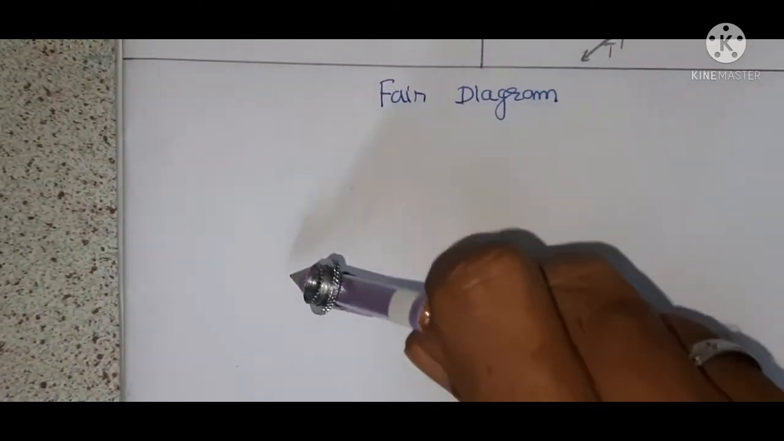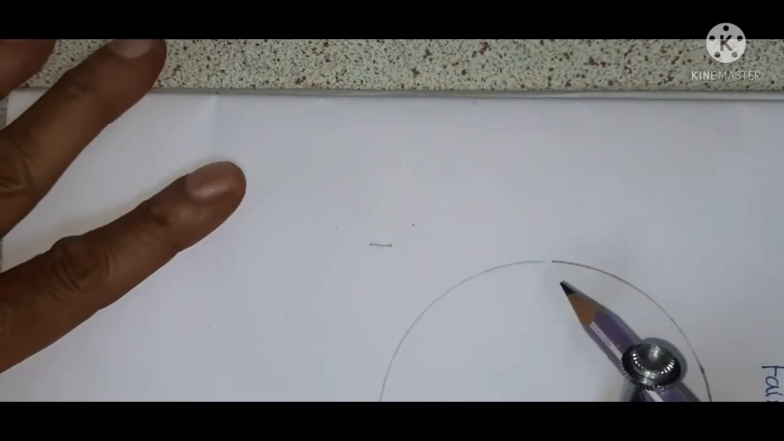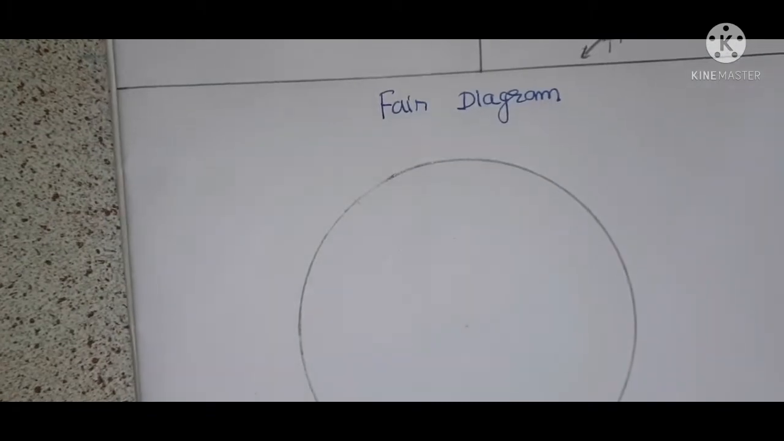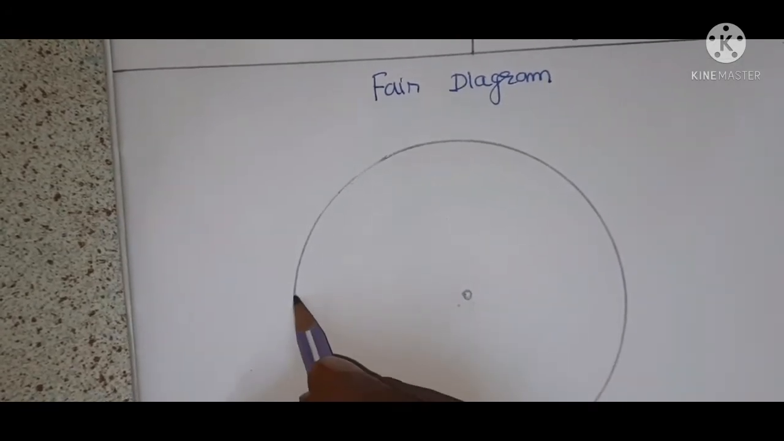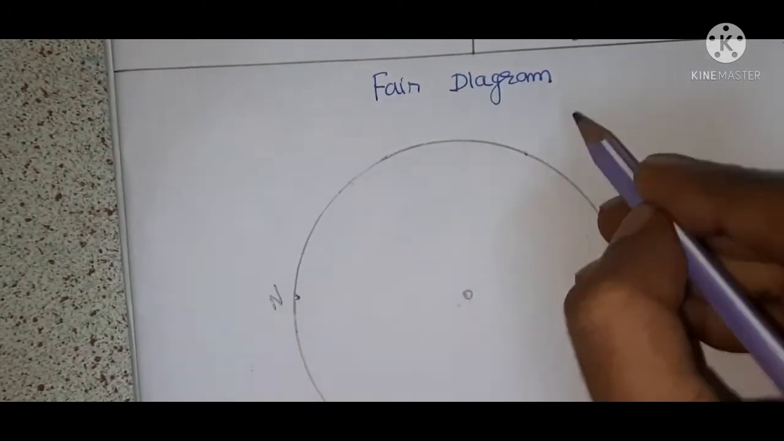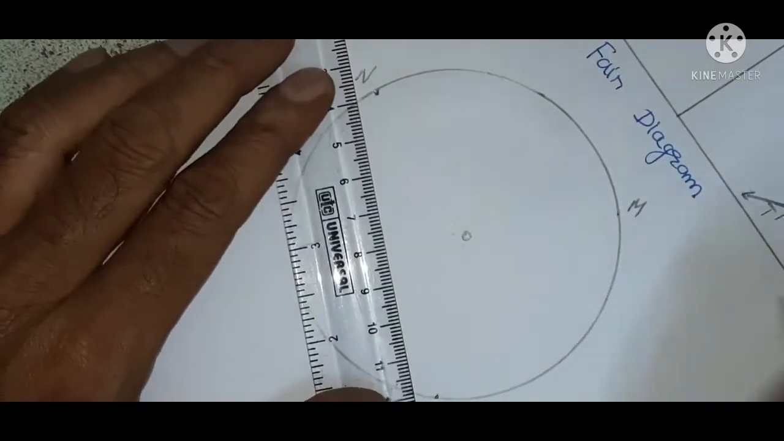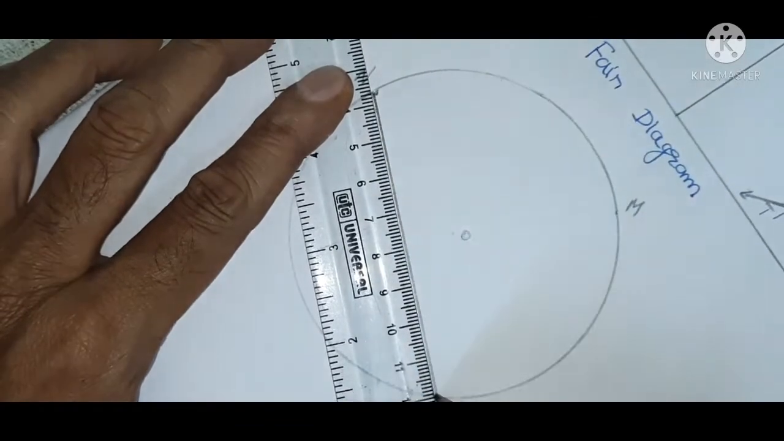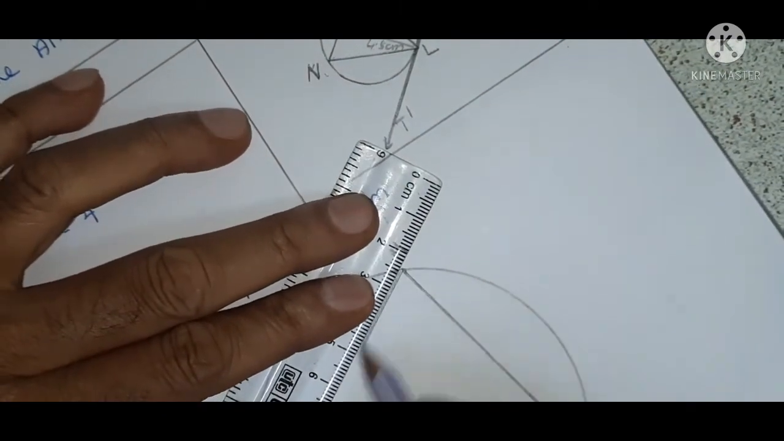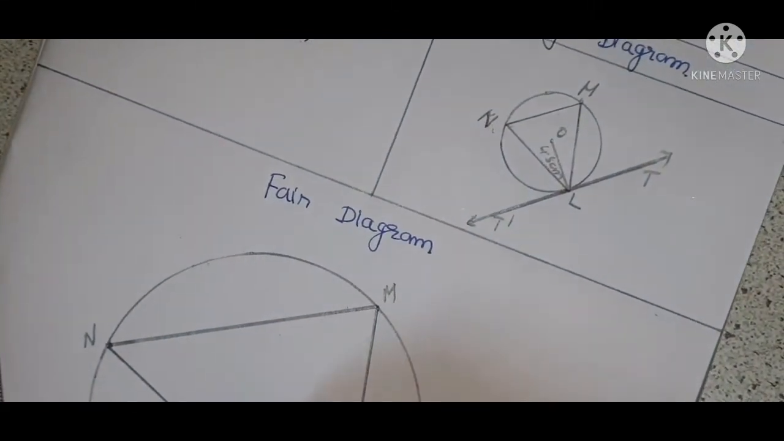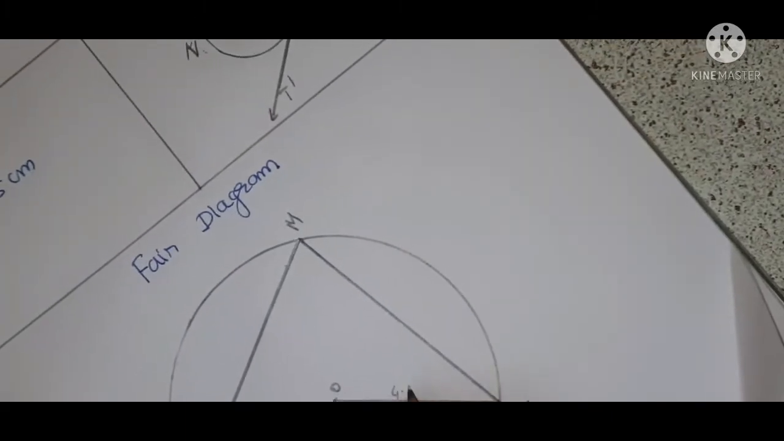Fair diagram. Draw the circle of radius 4.5, center as O. Taking a point on the circle L and another 2 points M and N. Joining NL, ML and MN. Join OL of radius 4.5 centimeter.